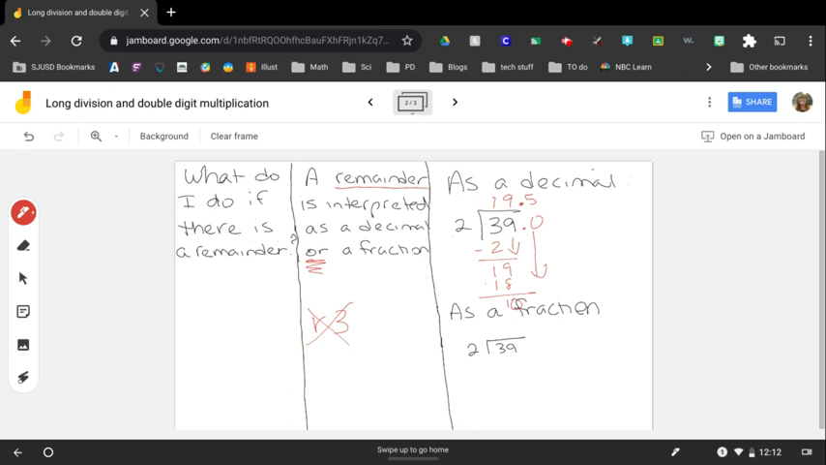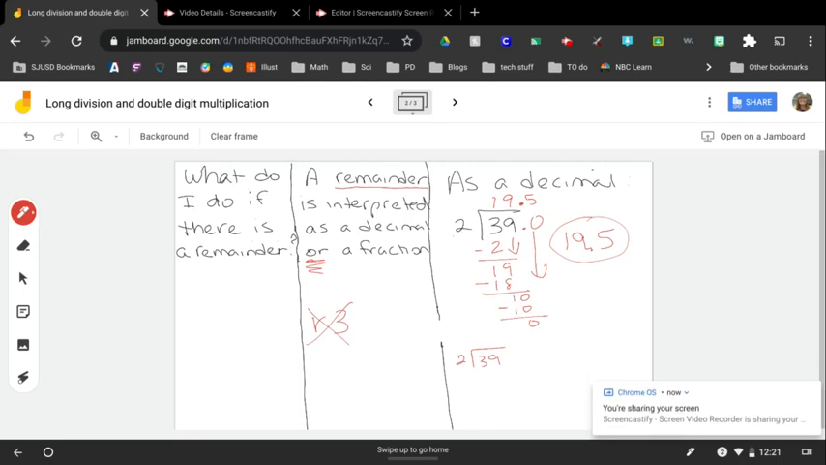I'm going to erase this and rewrite it down here. Okay, so I'm going to bring the 0 down. 2 can go into 10 5 times. So I'm going to subtract 10. I now end up with 0. Nothing else to bring down. My answer then is 19.5.